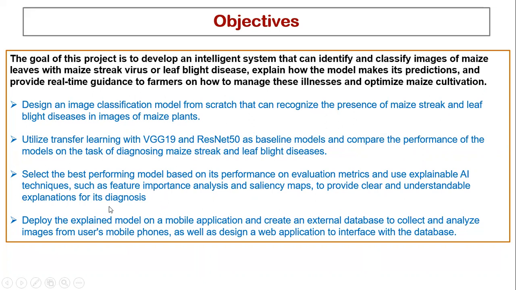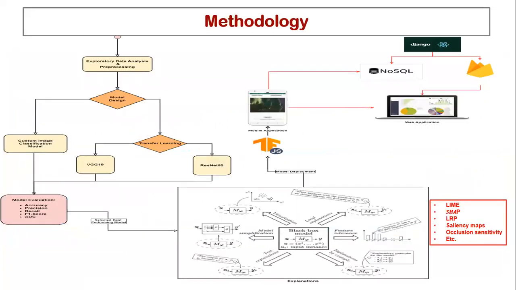Then we shall also need to deploy the explained model on a mobile application and create an external database that will be used to collect and analyze the images from users' mobile phones, as well as a web application, which will work as an interface for the database. Now, this is the visualization, an illustration of the methodology that we shall be using. First of all, after acquiring the data, we shall carry out the exploratory data analysis and pre-processing, where we shall use some of the techniques to analyze the images to see.